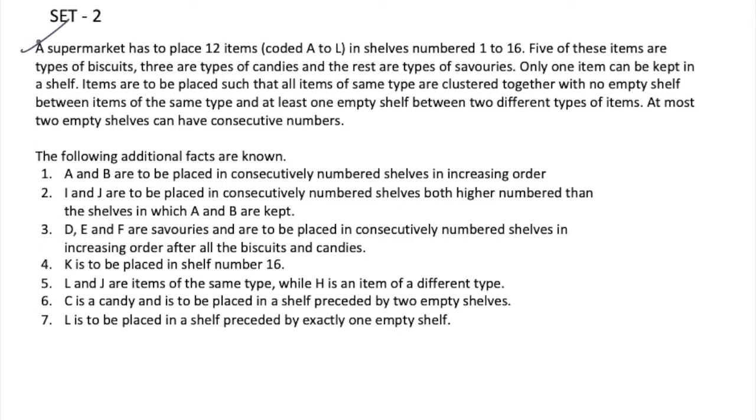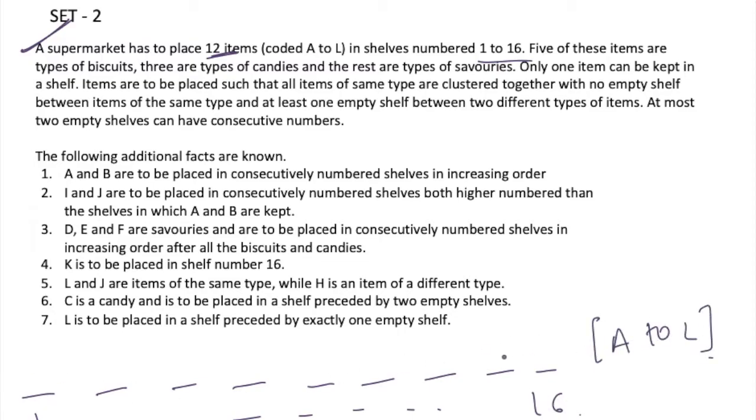Okay, so let's start by understanding the question first. A supermarket has to place 12 items, A to L, in shelves numbered 1 to 16. So there are shelves, let's say these are the shelves numbered 1 up to 16, and items from A to L are placed on these shelves. 5 of these items are types of biscuits, 3 are types of candies, and the rest are types of savories. So there are 12 items, 5 are biscuits, 3 are candies. This means the remaining 4 will be savories.